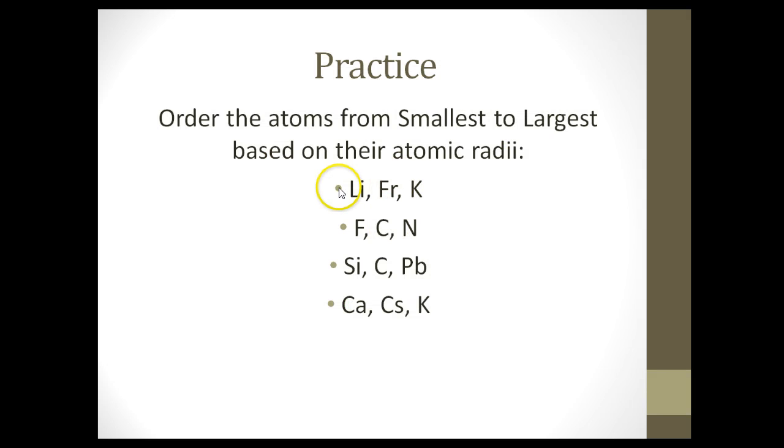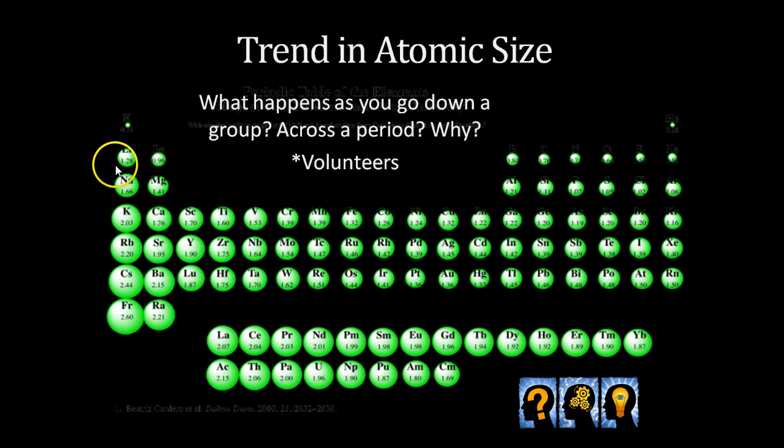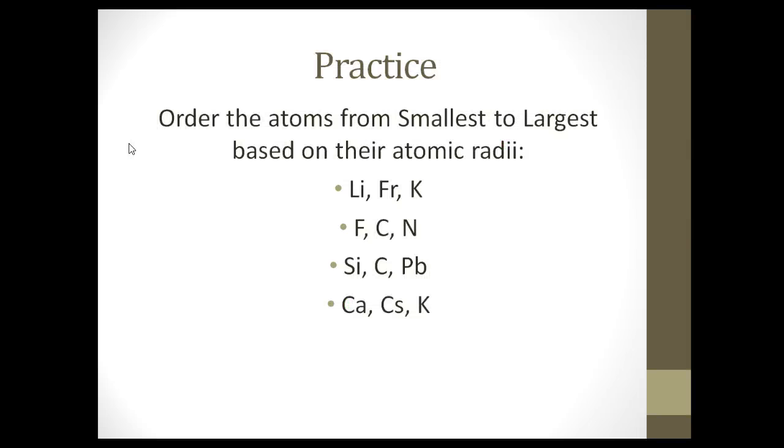So let's do this first column together: lithium, francium, and potassium. If we look at our periodic table, here they are. If we want to place them in order of increasing atomic radius, all we have to do is go straight down that line. Lithium is smaller than potassium. Potassium is then smaller than francium. So our answer ends up being Li, K, Fr. And you do the same thing for these guys based on that same trend.